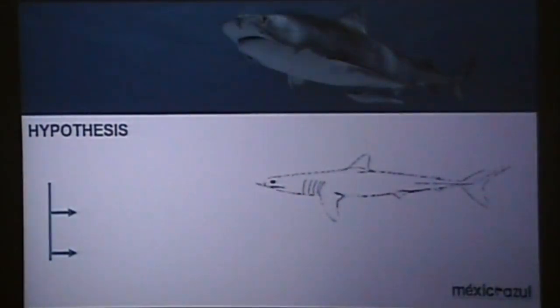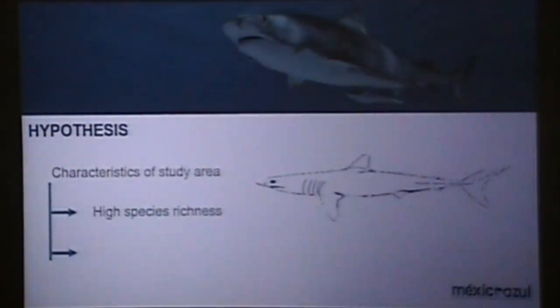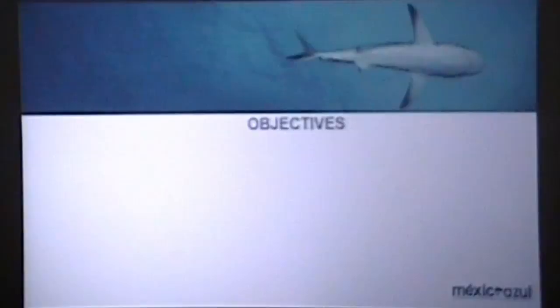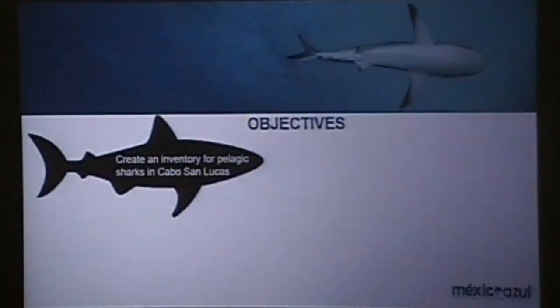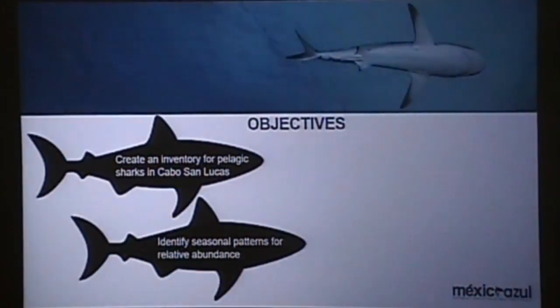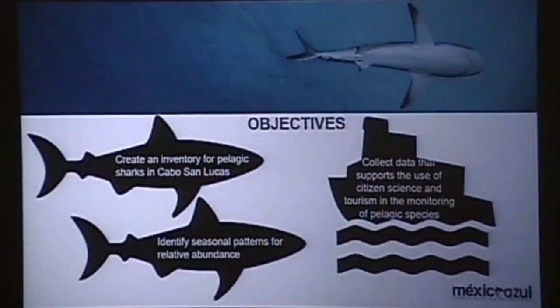Our hypothesis for this particular research was that, due to the characteristics of the study area, which is highly variable throughout a year, we expected high species richness in the area and some seasonal patterns of relative abundance over the species we see there. So our main goals were to create an inventory for pelagic species in Cabo San Lucas, identify seasonal patterns of relative abundance, and collect data that supports the use of citizen science and tourism activities in this area for the monitoring of pelagic species.